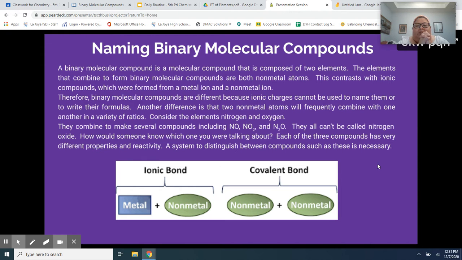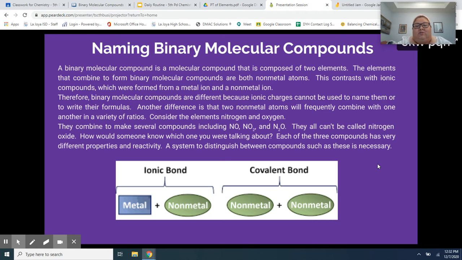Therefore, binary molecules are different because ionic charges cannot be used to name or to write formulas. You cannot use the same steps that we used last week for ionic. It's going to be different. Another difference is that the two nonmetal atoms will frequently combine with one another in a variety of ways. Consider the elements nitrogen and oxygen. They combine to make several compounds, including NO, NO2, sorry, and then N2O. They all can't be called nitrogen oxide.